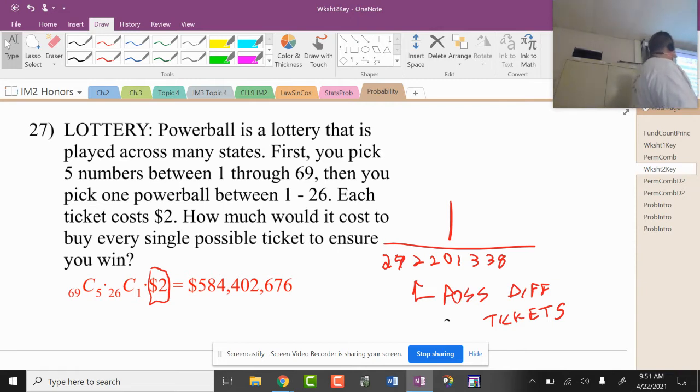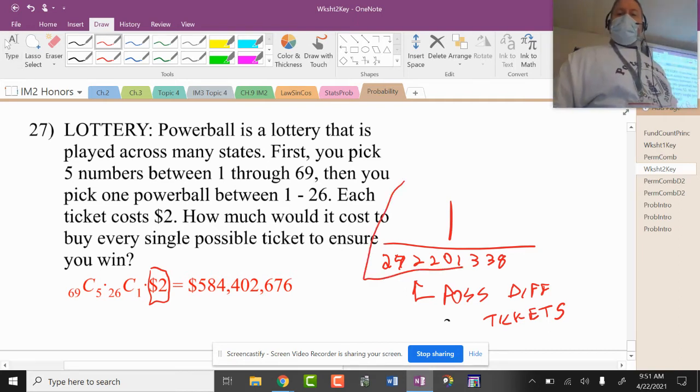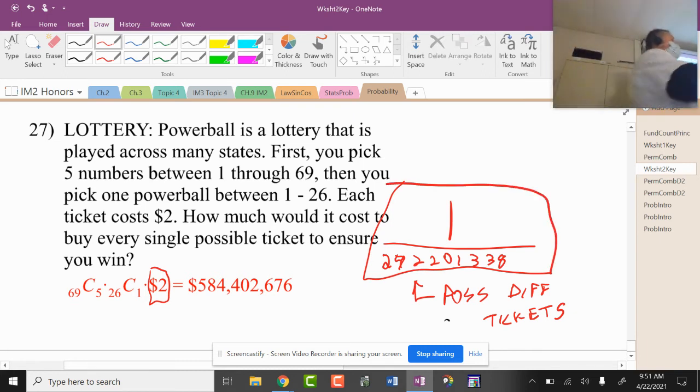So I had somebody last hour divide by $2 just to see how many possible tickets there are. There are 292 million different Mega Millions combinations of numbers. That's how many unique tickets there are. So if you bought one ticket, this is the probability that you would win. And that's what I want to introduce today. We haven't talked about probability yet. We've talked about how many ways things can occur. Now, what's the probability of that? How many tickets you bought compared to how many tickets there are.